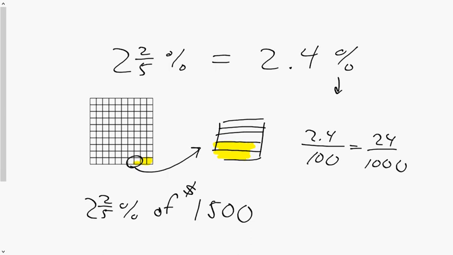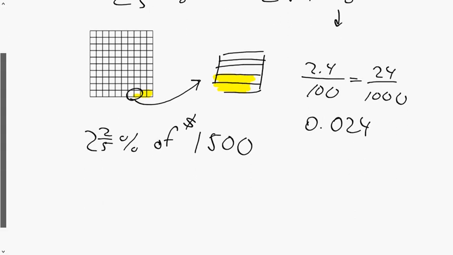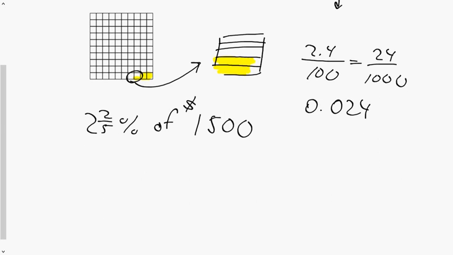How do I change that to a decimal? I just read it. What number is that? 24 thousandths. Tenths, hundredths, thousandths. That's 24 thousandths. Okay? So your first part of your advanced warm-up question was draw it, write it as a fraction, write it as a decimal. The second part says, what is 2 2/5% of 1,500?